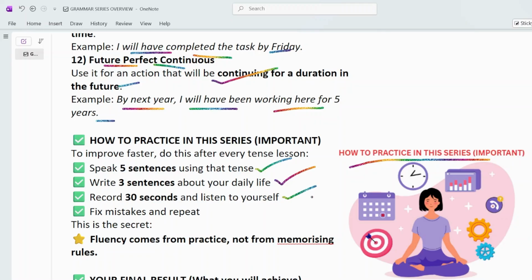Now, this is a very beautiful trick that I want you to go ahead and try and practice. Okay, record 30 seconds and listen to yourself using the particular tense that we are going to cover each day. Okay, fix the mistakes and repeat again. Okay, this is a secret. Actually, you can think of this as an open secret. Okay, everyone does this. Many learners record themselves and try to pick out their common mistakes and work on them, and that's how you can also improve by doing the same practice.